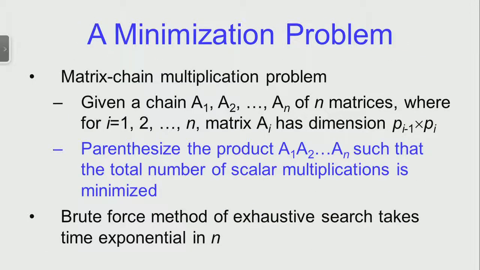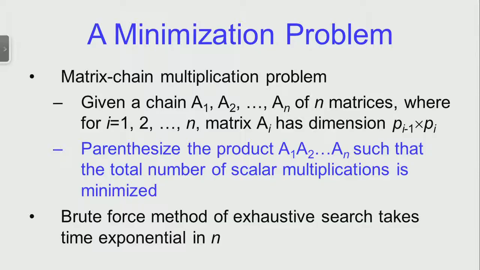This gives rise to a very interesting minimization problem. This minimization problem is called the matrix chain multiplication problem. The input to the matrix chain multiplication problem is a chain of n matrices A1, A2 to An. For every i, the ith matrix has dimension p(i-1) cross p(i), that is, the matrix Ai has p(i-1) rows and p(i) columns. The first matrix A1 has p0 rows and p1 columns.